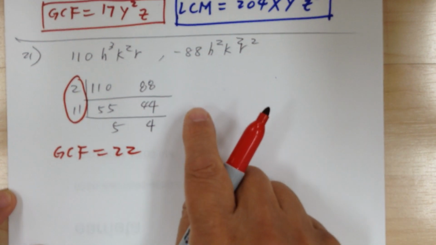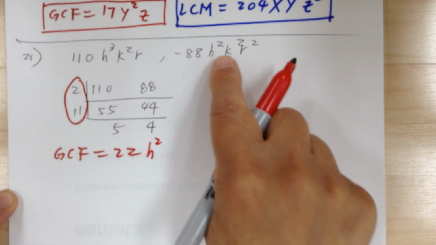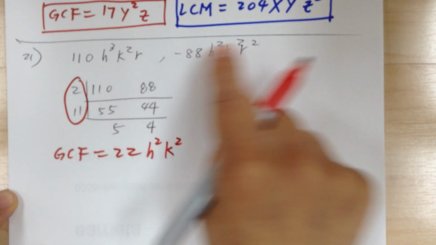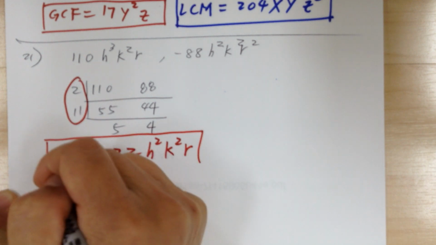For the variables, you just go down the alphabet. So h^3 and h^2, you have to take the h^2, the lower of the two. k^2, so it would be k^2. r and r^2, so it would be r. Again, take the lower one of the two.